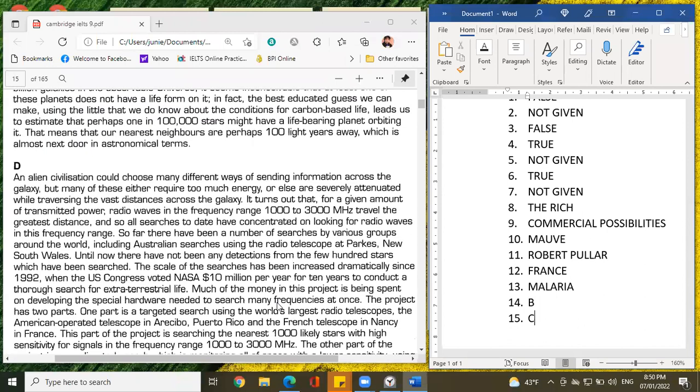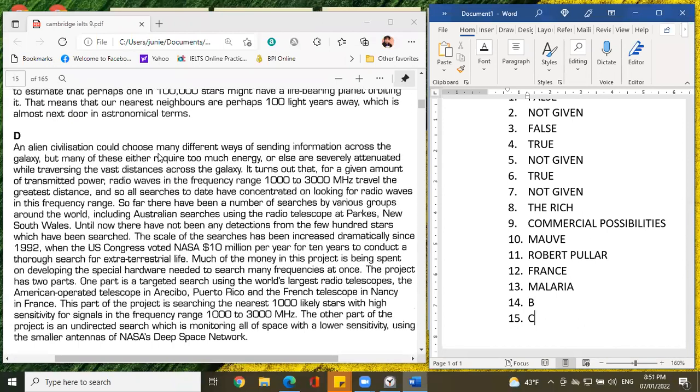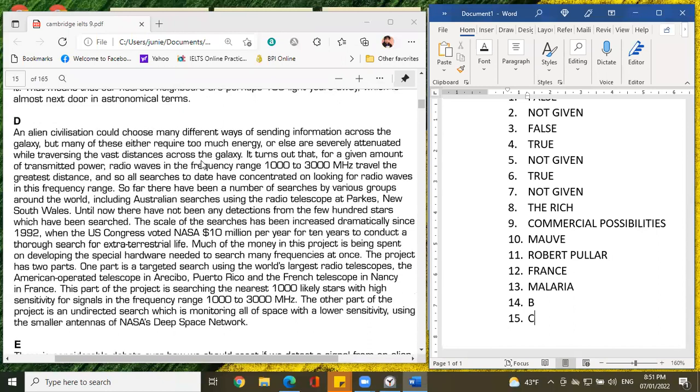Anyway, an alien civilization could choose many different ways of sending information across the galaxy, but many of these either require too much energy or else are severely attenuated while traveling the vast distances across the galaxy. It turns out that for a given amount of transmitted power, radio waves in the frequency range of 1,000 to 3,000 megahertz travel the greatest distance. So all the searches to date have concentrated on looking for radio waves in this frequency range.